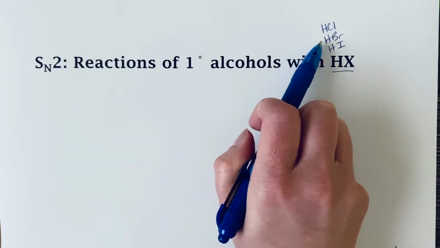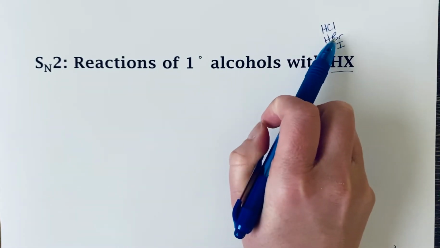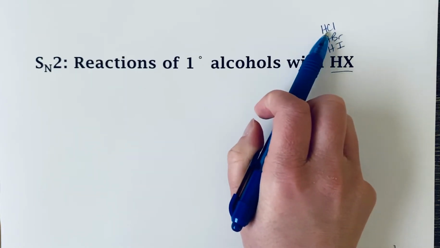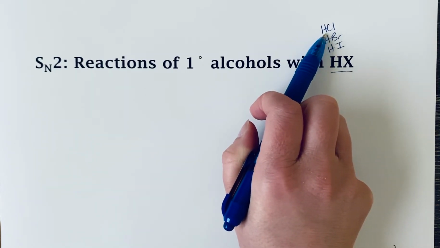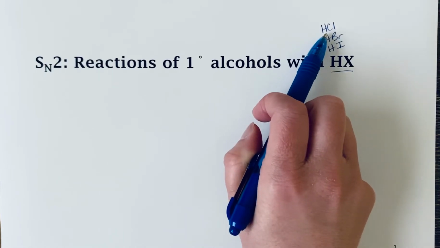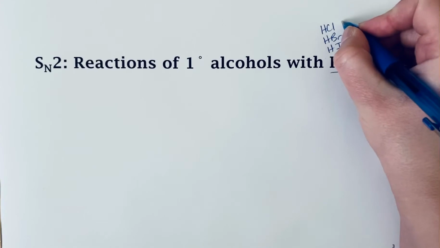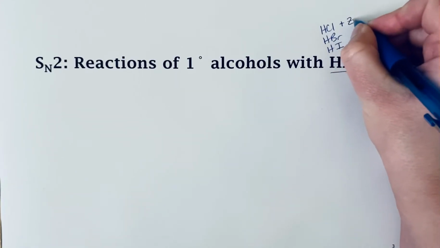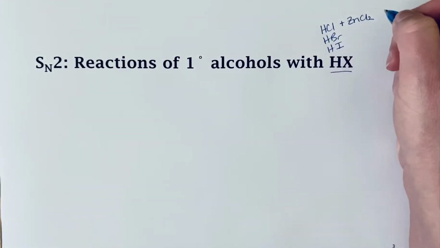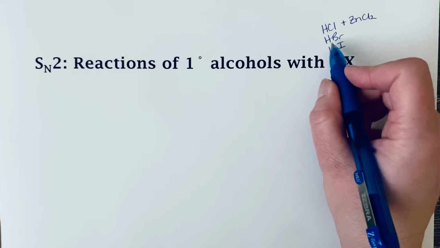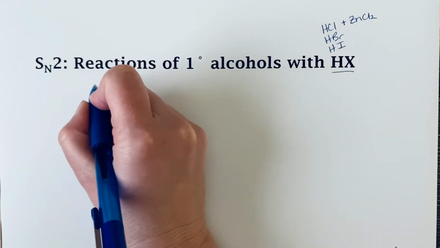With these three hydrohalic acids, bromide and iodide are really good nucleophiles. Chloride's okay, so it's not as strong of a nucleophile. And so with HCl and a primary alcohol, we add in an additional catalyst. We add in zinc chloride when we look at the reaction of a primary alcohol with HCl. So let's take a look. I'm going to do two examples. We'll do one first with hydrobromic acid.